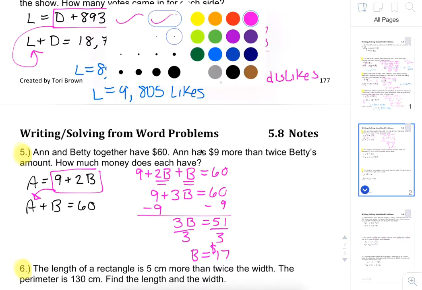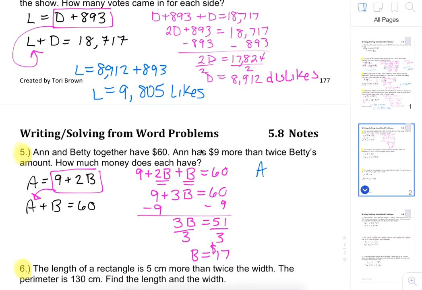The next part, I need to figure out how much Ann has. Ann has 9 more than twice Betty's amount. So I'm going to put the 17 in where B was, and we're going to go ahead and type that whole thing straight in a calculator. So 9 plus 34 makes 43, and again, $43. Take a second, pause it if you need to. Go back, rewind, and listen to anything else you need, but we're moving to problem 6.